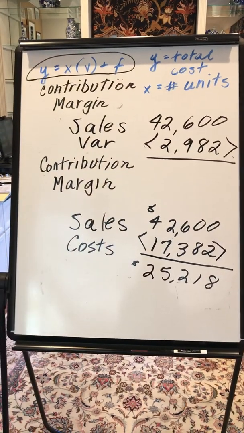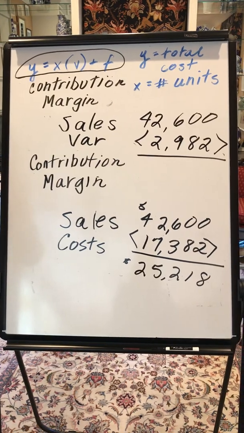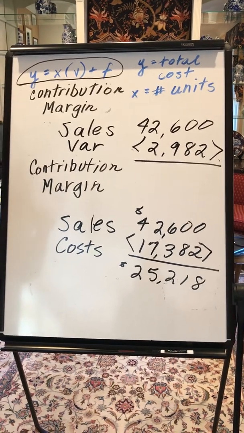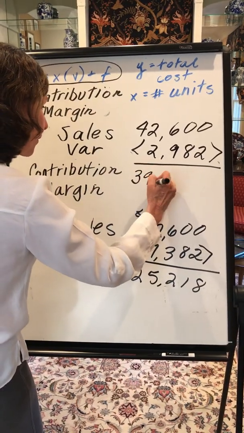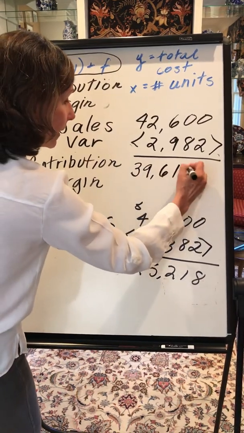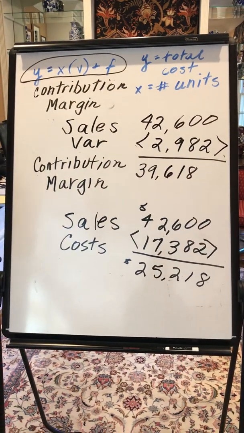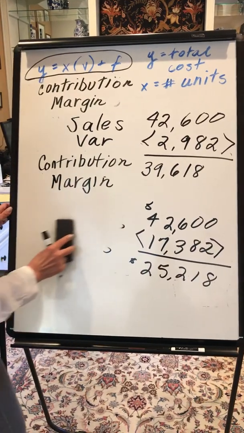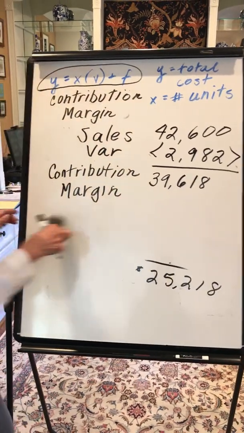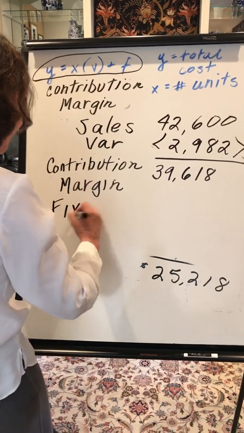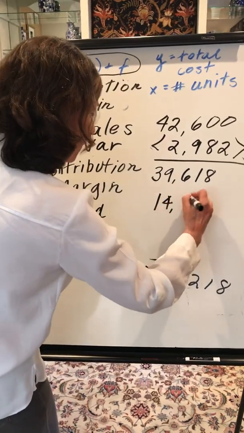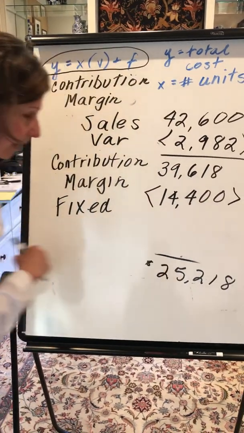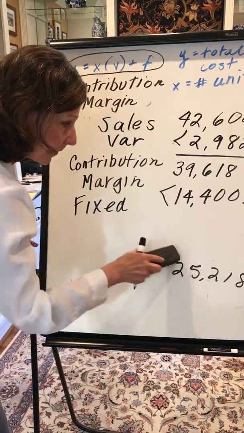So 42,600 minus 29.82. So the contribution margin for this company is $39,618 less the fixed costs, which we already know, 14,400. Here's the fixed down here, 14,400. And so you see, we end up with the same profit, the same income.